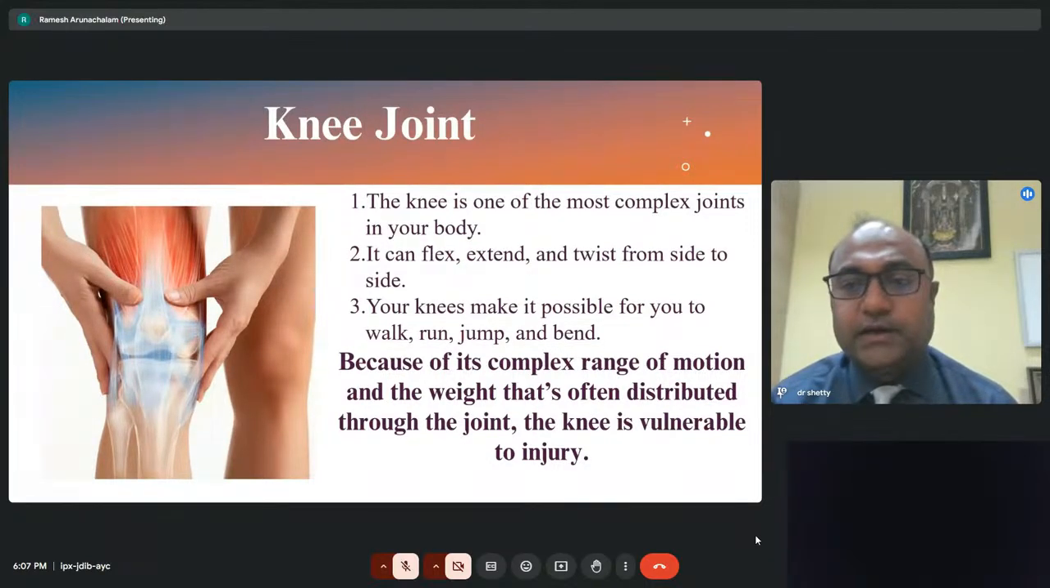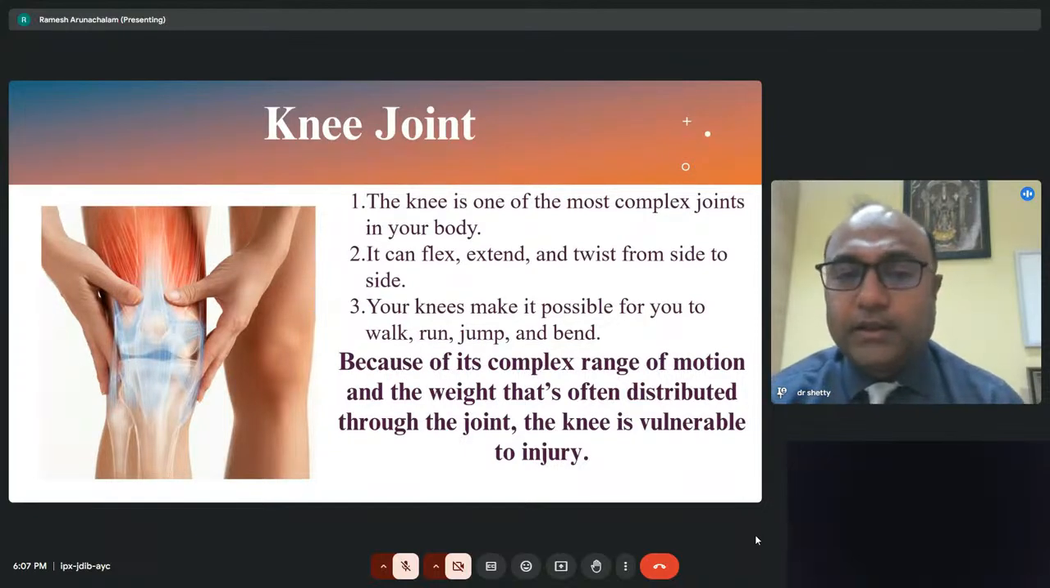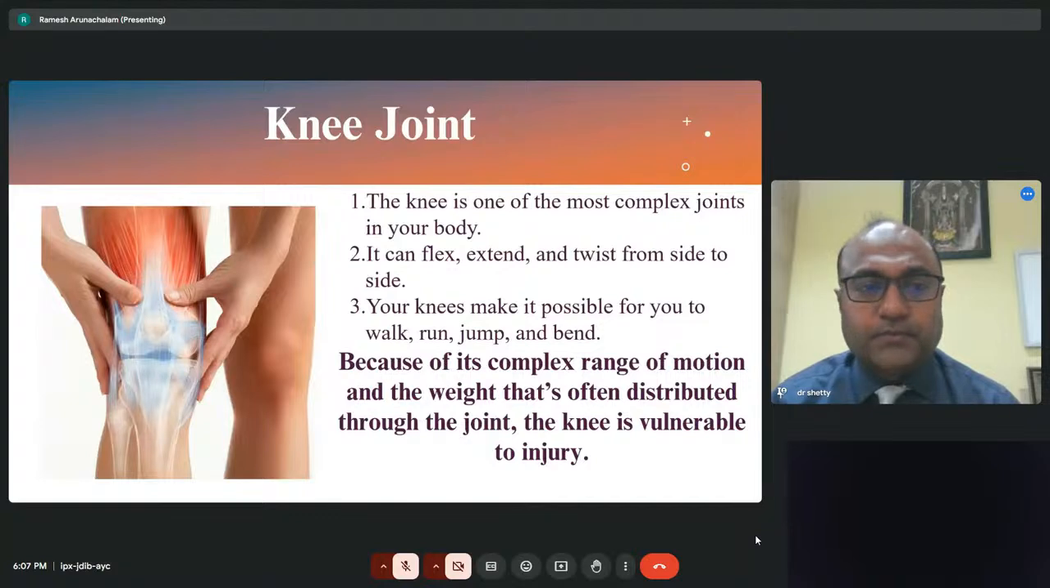Therefore, we need to understand what to do, what not to do, and if you are prone to a high loading lifestyle, then what precautions we need to take. So, with this basic understanding that the knee is a very complex and unique joint, let's go to the next slide.